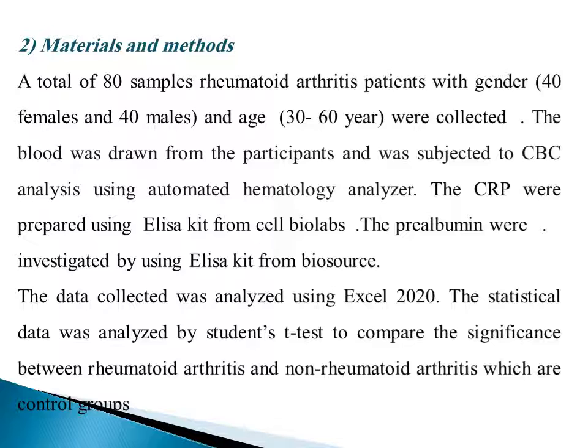Material and method. A total of 80 rheumatoid arthritis patients, 40 females and 40 males, with ages from 30 to 60 years, were collected. The blood was drawn from the participants and was subjected to complete blood count analysis using an automated hematology analyzer. The C-reactive protein was measured using an ELISA kit from Cell Biolabs. The prealbumin was investigated using an ELISA kit from Biosource.